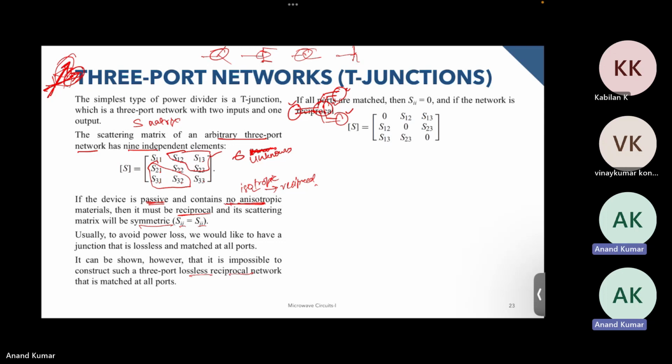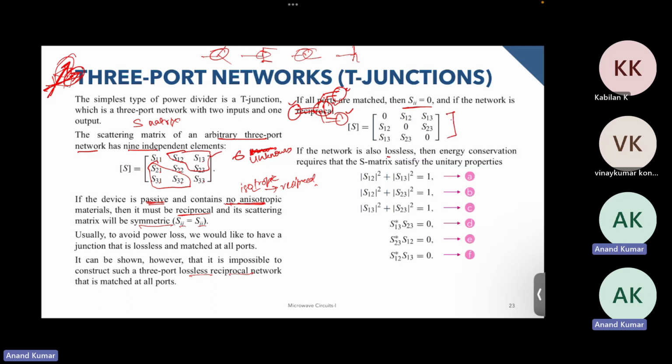If all ports are matched, then we have S11, S22, and S33, that is Sii equals 0. So if all ports are matched, then we have this S matrix over here. And now if the matrix is also lossless, then it will satisfy the energy conservation property that we saw. So this S matrix will become unitary. We have seen this when we were discussing S parameters: the scattering matrix becomes unitary if the network is lossless, and if that is true, then it satisfies all these six criteria.